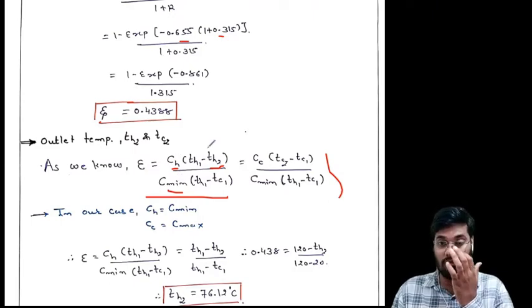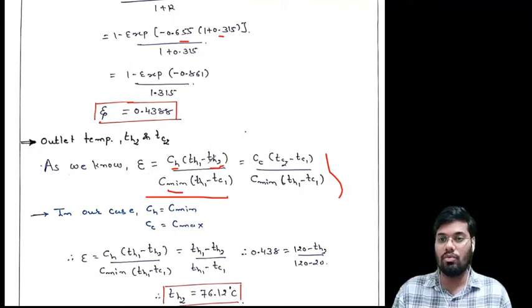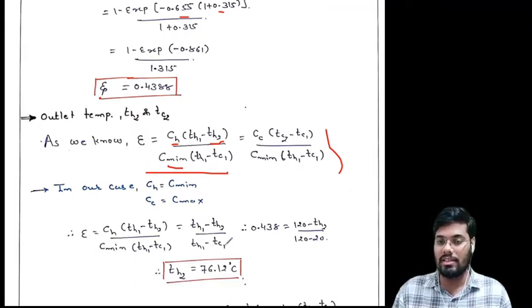So for the first case, effectiveness is equal to (TH1 minus TH2) upon (TH1 minus TC1). In this equation, we know the value of effectiveness. We have already found it. We know the value of TH1. TH2 would be unknown for us, TH1 and TC1 are known. So in this equation, only TH2 would be unknown.